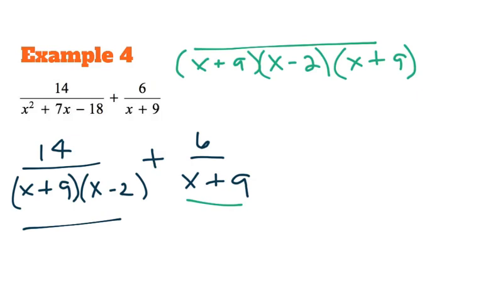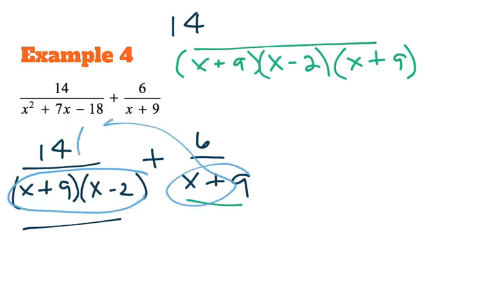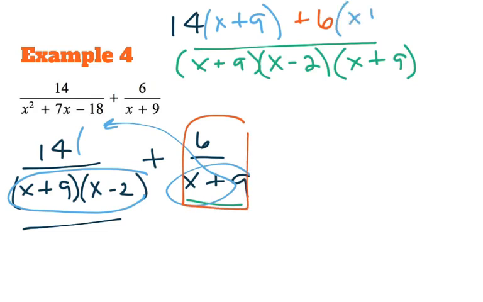And then for my numerators, the first one I had 14. The denominator that went with that one was this one, so I need to multiply it by this one, the x plus 9. And then I have my plus 6. The denominator of this fraction was the x plus 9, so I need to multiply it by the other one, which is the one that had x plus 9 and x minus 2.